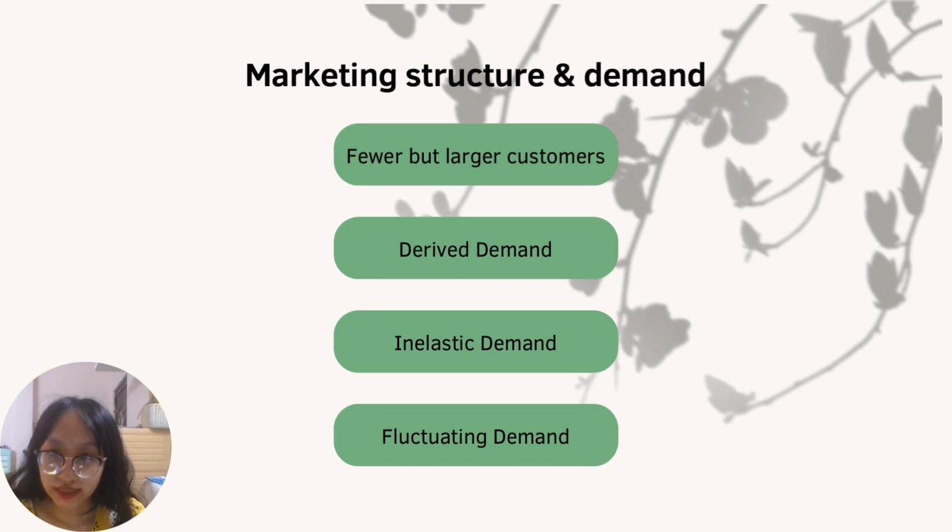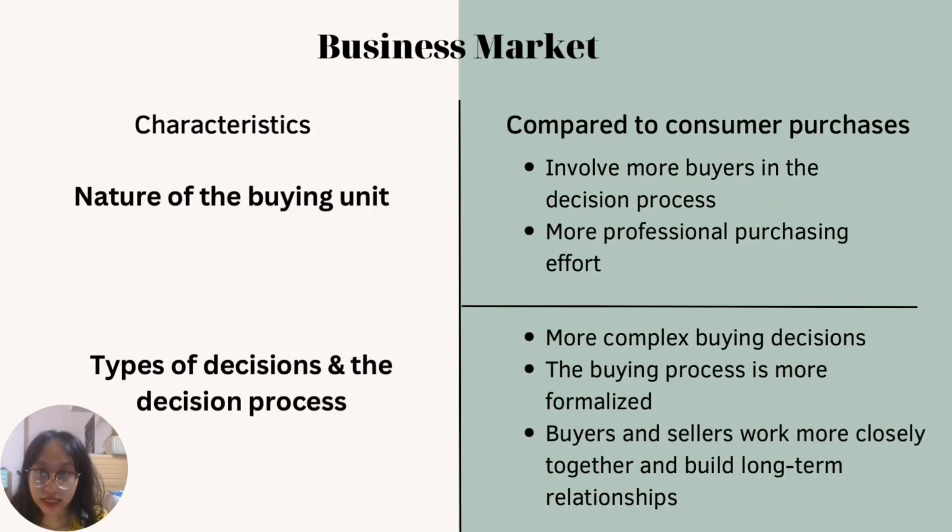So the more changes that an end consumer has in needs and supply, the more changes that a business consumer will have. When compared to consumer purchases, the nature of the buying unit involves more buyers in the decision process and more professional purchasing efforts. For the decision process, there are more complex buying decisions. The buying process is more formalized. Buyers and sellers work more closely together and build long-term relationships.